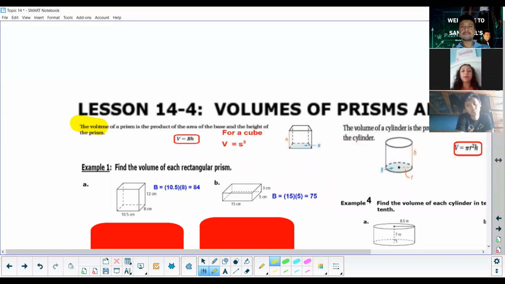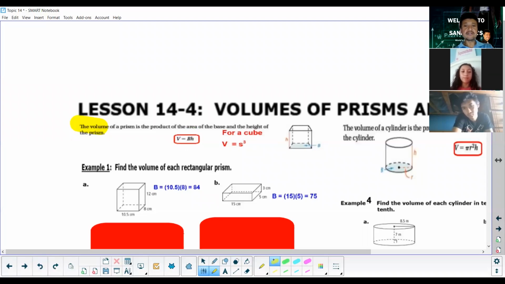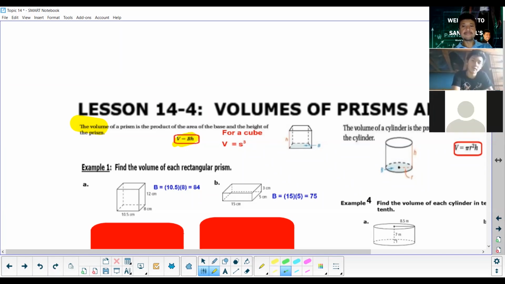The volume of a prism is the product of the area of the base and the height of the prism. Okay, excellent. Now, Marcus, what's one thing that's very important to know about this? The equation. Yeah, but doesn't the equation seem too simple to you? Doesn't that equation seem very easy? Why is it so easy? Well, you're just finding the area. I mean, the volume. It's not hard.